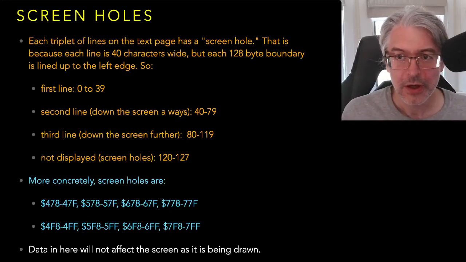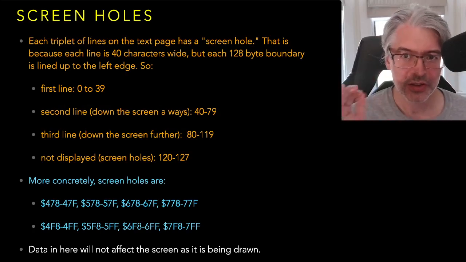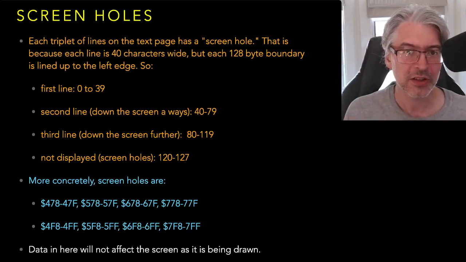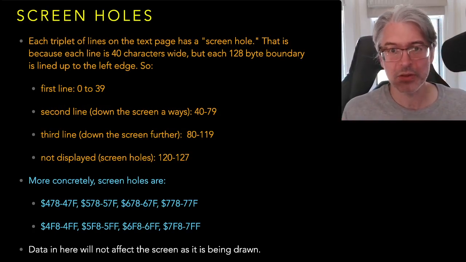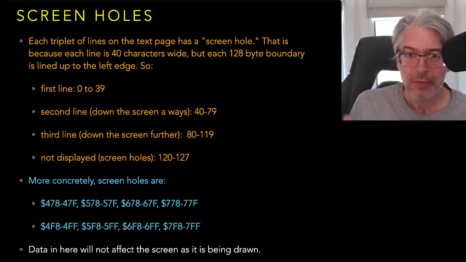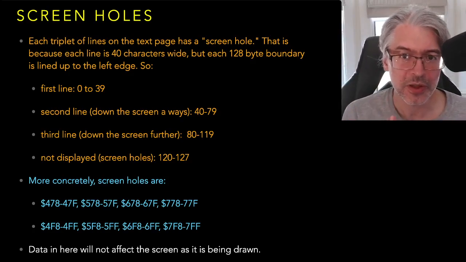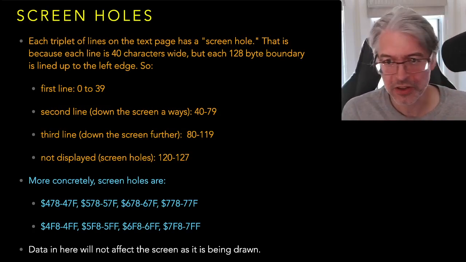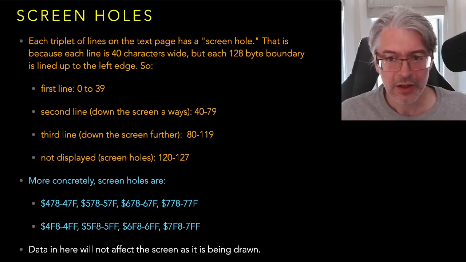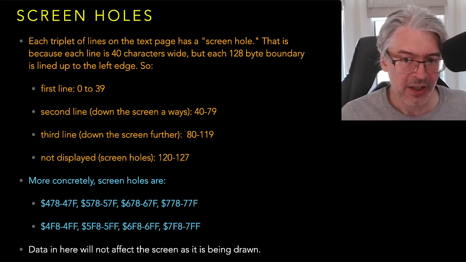Screen holes are, if you don't know, on the text page, every triplet of lines on the text page has a screen hole on the edge, and that's because the text line is 40 characters wide. But every 128 byte boundary is lined up on the left edge. So the first line goes from 0 to 39, now speaking decimal for some reason. Second line goes from 40 to 79. The third line goes from 80 to 119.